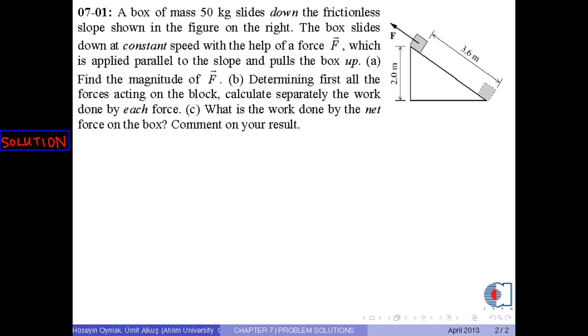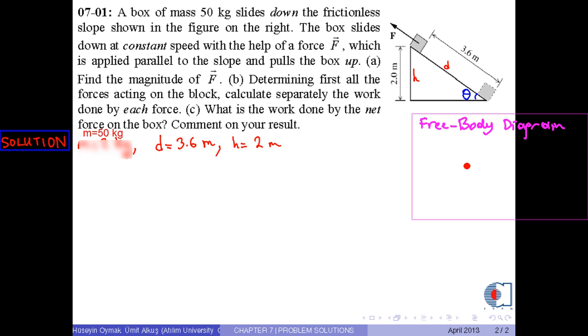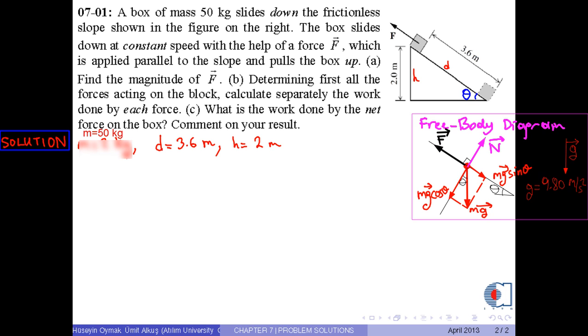First, we write the given physical quantities in the SI units. Next, as always, we draw the free body diagram of the box. Here, mg is the gravitational force, n is the normal force, and F is the applied force on the object. Additionally, vector d denotes the displacement vector.